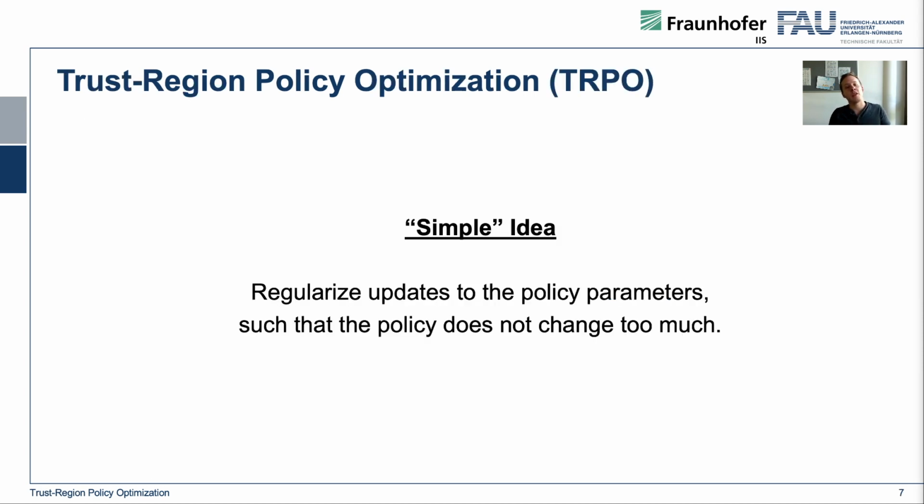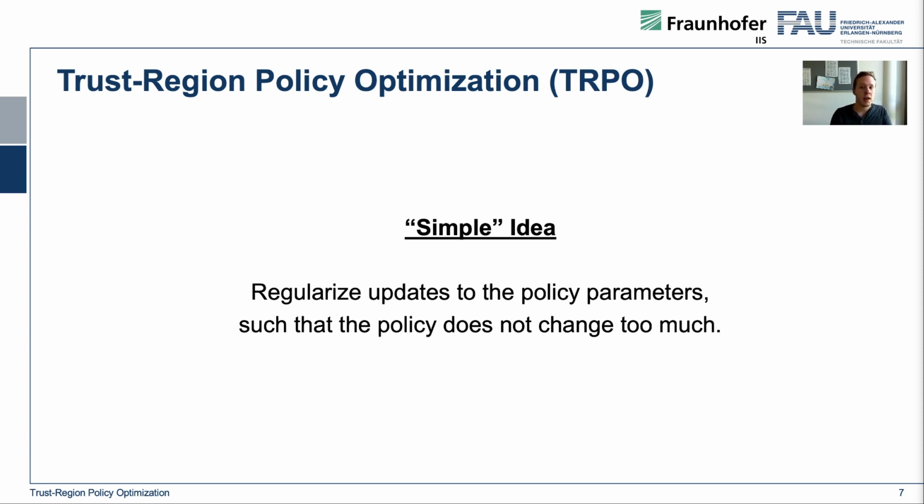And now the question is, how can we come up with an algorithm that tries to optimize our policy with respect to what we just introduced? Turns out that trust region policy optimization is an algorithm that does this. The simple idea of trust region policy optimization is that we want to regularize updates to our policy parameters such that the policy does not change too much. So this really depends on how the policy changes and not how much the parameters of our policy change. These are two different things.